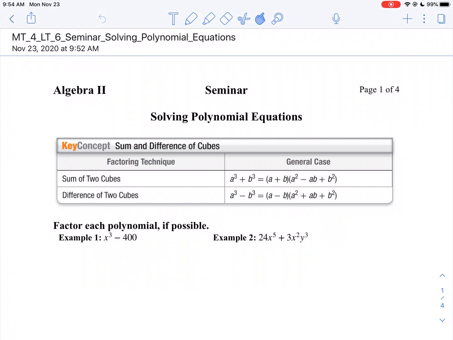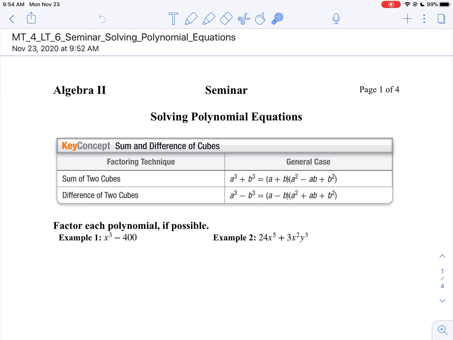Hello, in this lesson I want you to factor polynomials and solve polynomial equations by factoring. Here is one you should print off or write down in your notebook. You can factor a difference of cubes or a sum of cubes.